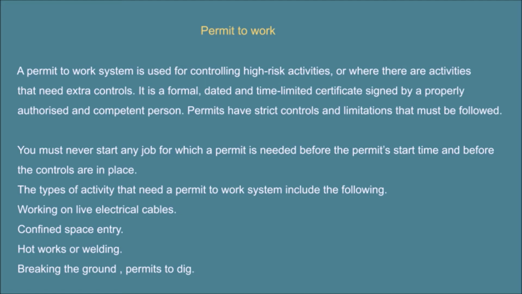You must never start any job for which a permit is needed before the permit's start time and before the controls are in place. The types of activity that need a permit to work system include the following: working on live electrical cables, confined space entry, hot works or welding, breaking the ground, permits to dig.